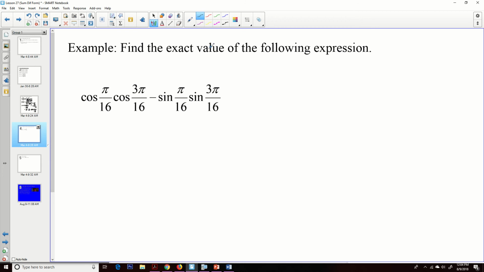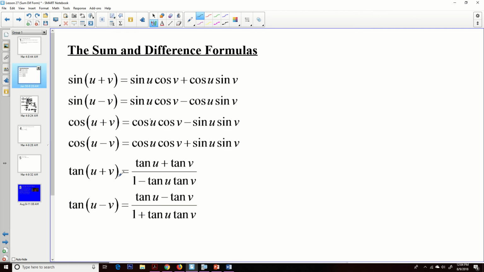We'll go on. Find the exact value of the following expression. And so this is kind of going backwards from what we did in the last one. You'll notice I have a cosine, cosine, sine, sine with a minus in between. Well, that thing looks just like the cosine of a sum.